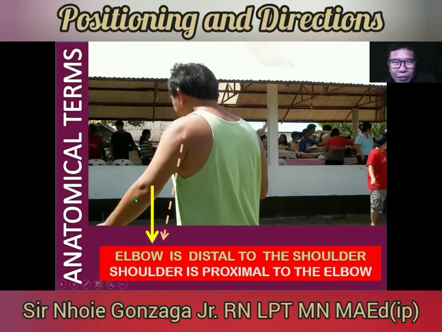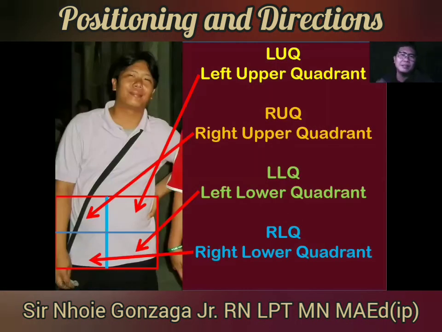We have some more terminologies here. Elbow is distal to the shoulder. So when you talk about this area to this area, that is distal. While the shoulder is proximal to the elbow. Okay, nice to know terminologies.